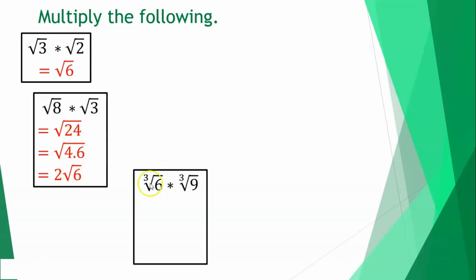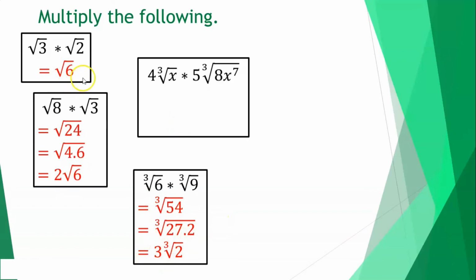Another. Cube root of 6 times cube root of 9. So copy the index and multiply the radicands. So that would be cube root of 54. And take note, you can still rewrite this as 27 times 2. And cube root of 27 is 3, so that's 3 cube root of 2.